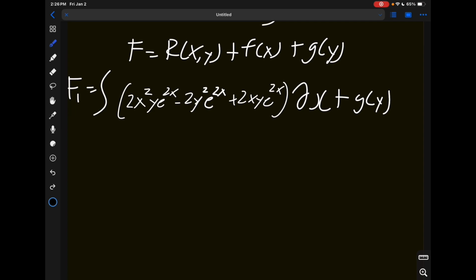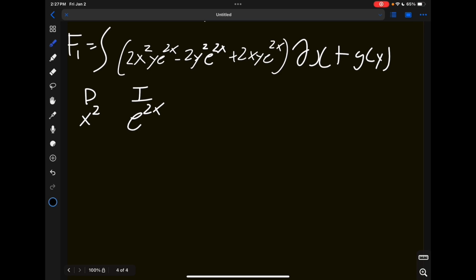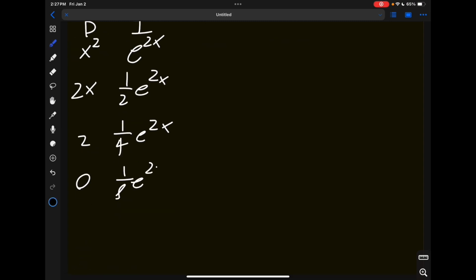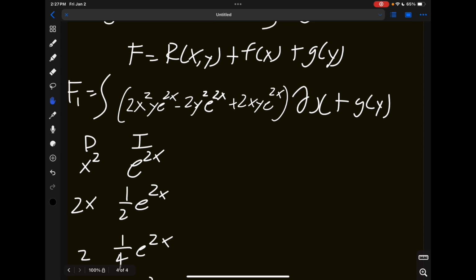By using this technique to solve it fast, we use D and I for the first part. Our D is x squared and our I is e to the 2x. The derivative of x squared is 2x, the derivative of 2x is 2, and then 0. The integral of e to the 2x is 1/2 e to the 2x, so the next integral is 1/4 e to the 2x, and 1/8 e to the 2x. Remember that we treat y as constant since it's the integral with respect to x.